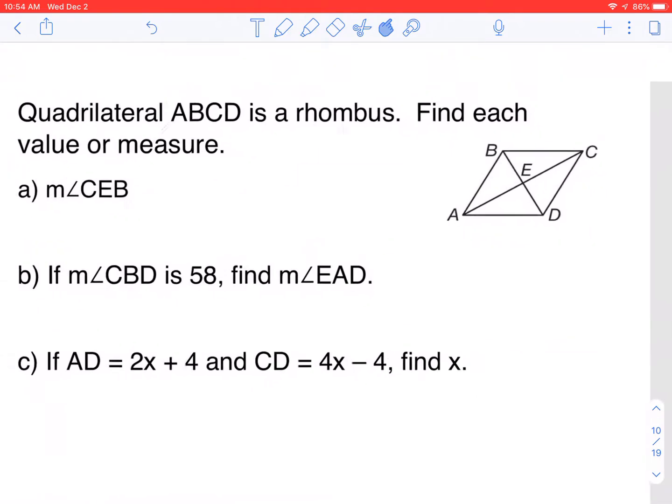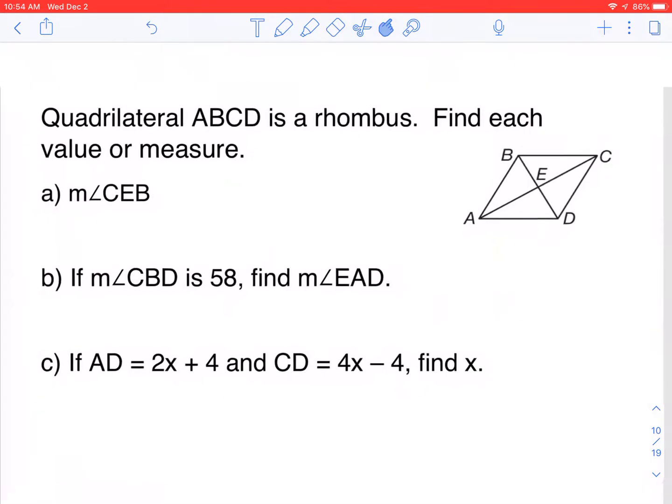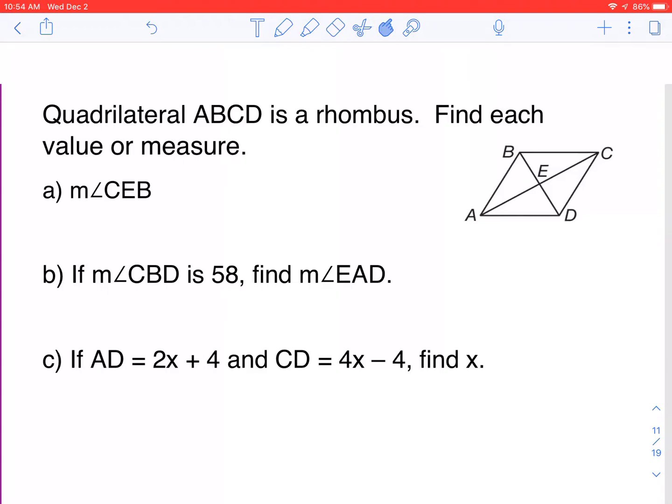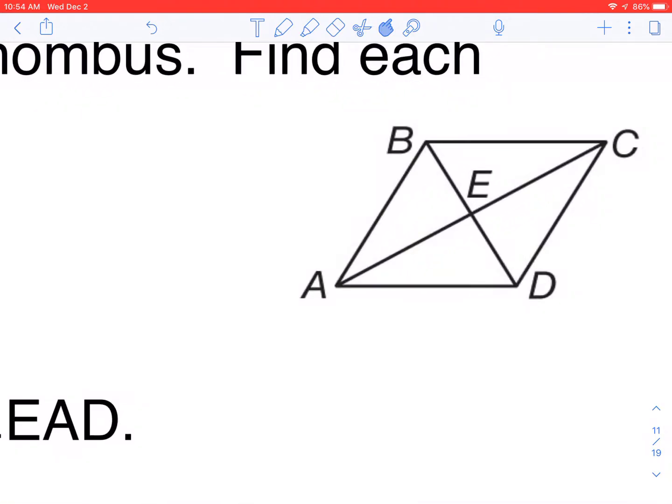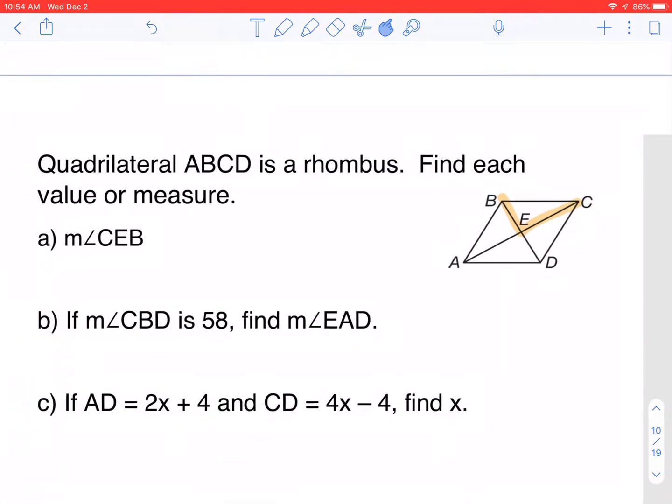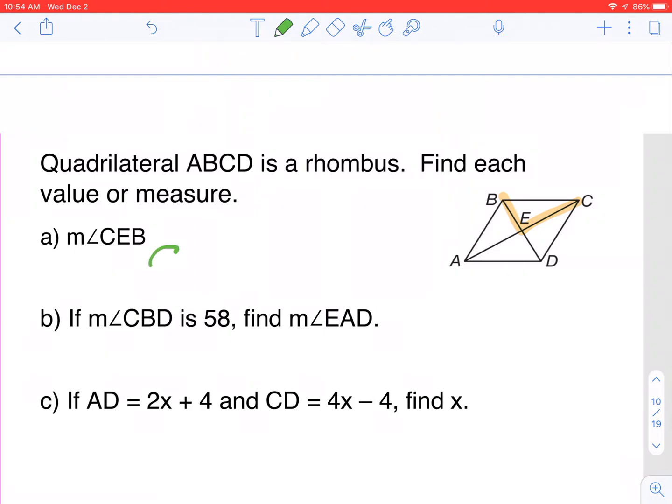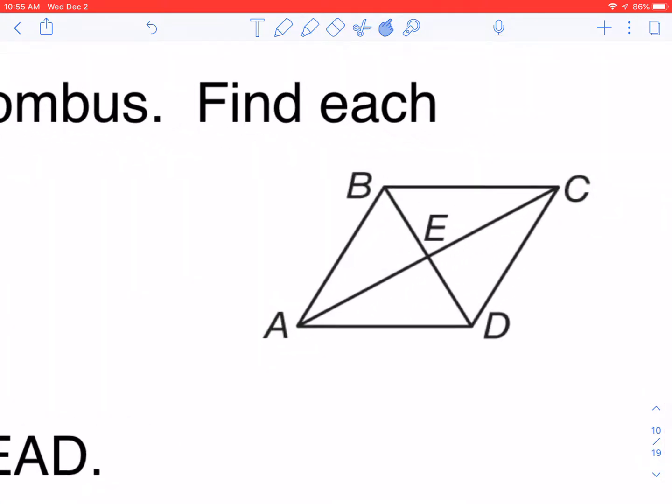All right, so here's some examples. Find the measure of CEB. Well, if I look here, CEB is right here. What do I know about that angle in a rhombus? I know that it's perpendicular, therefore I know it is 90 degrees. Okay, if CBD is 58, find EAD. All right, I'm going to write this in here.